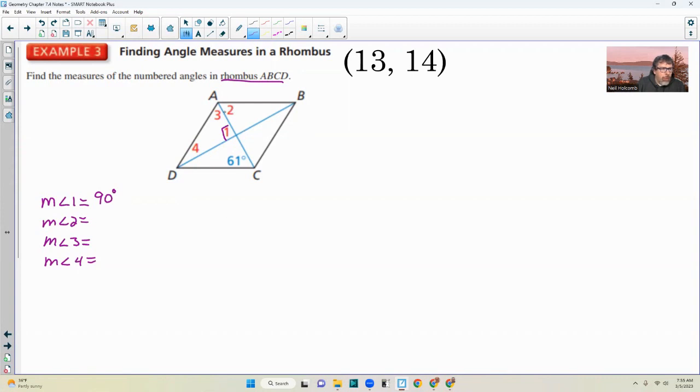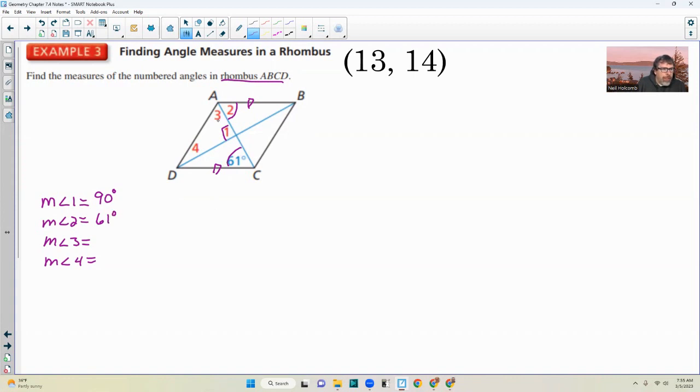Now remember, diagonals bisect. So if this is parallel, which it is, to this, AC is a transversal. And that's why we did that way back in, was it chapter 2 or 3? So angle 2 is alternate interior angle to angle 61 degrees. Okay. BAC is congruent to DCA because of the alternate interior angles. So angle 2 is 61 degrees.